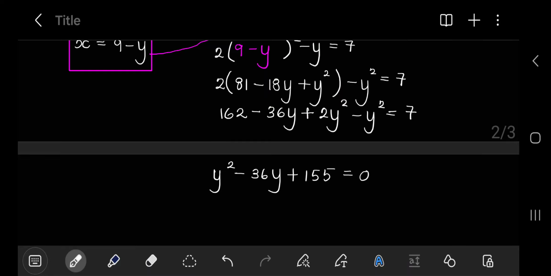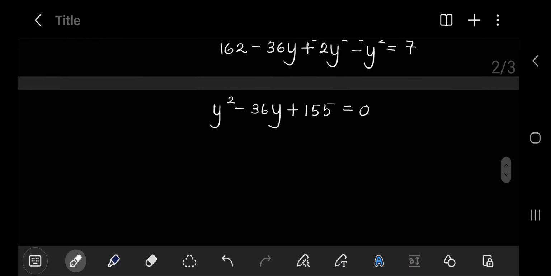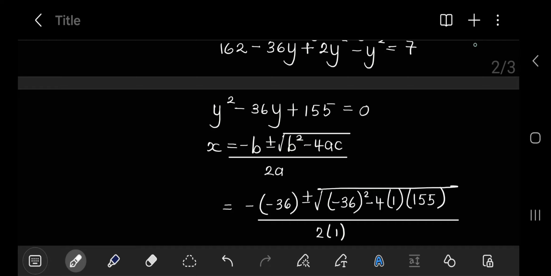Now here I have a trinomial that is in standard quadratic format. The values are quite big, like the 155, so I wouldn't suggest factorizing. I would say go for using the quadratic formula. Let's do that. So here is our quadratic formula with the substitution. The b value was negative 36. The a value was positive 1. And the c value was 155.